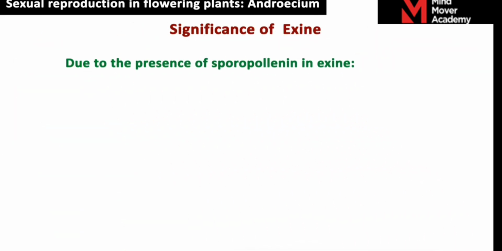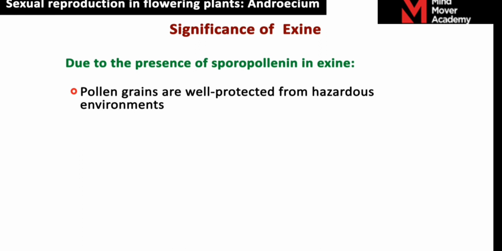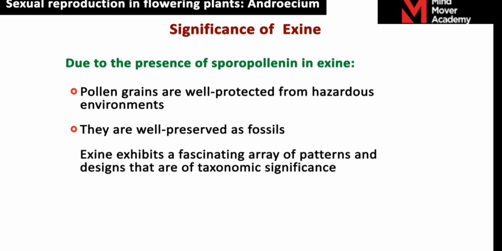So students, what do you think is the significance of this exine layer? Well, due to the presence of sporopollenin, pollen grains are well protected from hazardous environments and are even well preserved as fossils. Moreover, the exine exhibits a fascinating array of patterns and designs that are of taxonomic significance.